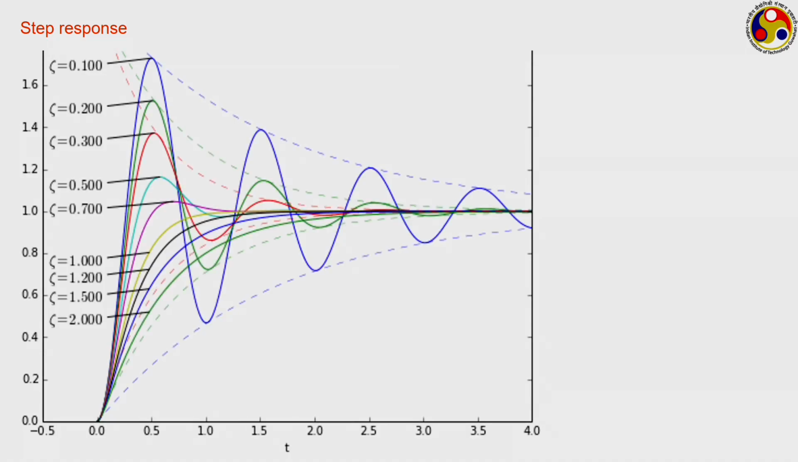This is the step response of such a system. Look at when zeta is very small, we are getting lots of oscillations. Look at this particular graph. When zeta becomes equal to 0.3, zeta has increased 3 times, but is still quite small. We are having oscillations, but the magnitude of the oscillations is coming down. You can just follow this envelope. This is for zeta equal to 0.1, so quite large, whereas for zeta equal to 0.3, this is the envelope.